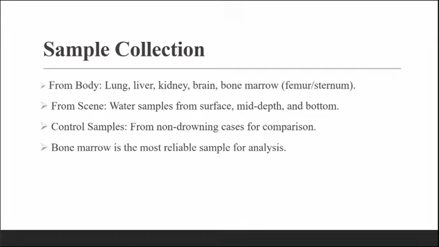We prefer bone marrow from the sternum or femur, because these are long bones and they have enough bone marrow for investigation. And the second sample we have to collect is a sample of the water body from which the dead body is found. We have to take a control sample, and we have to take a sample from the scene where the body was found, and then the bone marrow analysis is done.